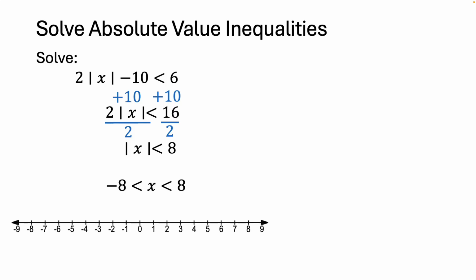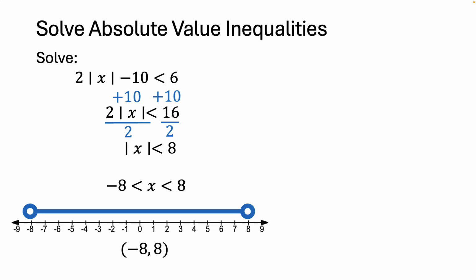Since we're using strict inequalities on this problem, we'll use open dots on the endpoints. So we'll have an open dot at negative 8 and an open dot at positive 8. Our solution set is everything in between negative 8 and 8, but those endpoints are excluded because of the strict inequality. In interval notation, we would write this as the interval from negative 8 to 8 with round parentheses representing that negative 8 and 8 are excluded from the solution set.